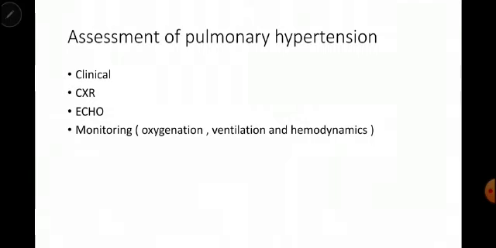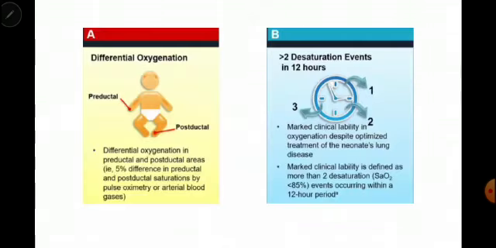And the most important point is continuous monitoring, because continuous monitoring is the key in the management of hypoxemia in newborns. Monitoring of oxygenation, ventilation, and hemodynamics is the key in the management. Clinically, we can suspect pulmonary hypertension by 2 points. The first one is the differential oxygenation, the difference of saturation between the pre-ductal and post-ductal. So if we have a difference of 5% or more between the pre-ductal and post-ductal, this will lead us to do a further evaluation to rule out pulmonary hypertension.